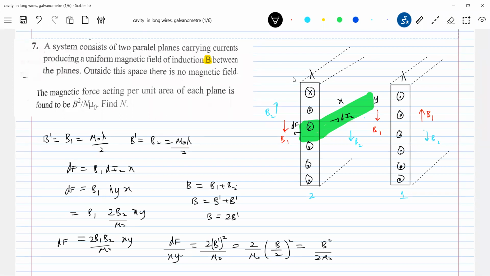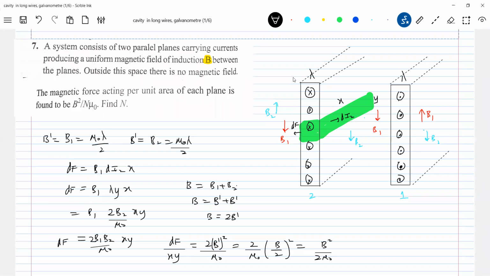Now try to see the data given. The net field between the plates is given, not the field produced by the individual plates. Try to be careful here. So not only magnetic pressure. The field produced by one surface on the other surface will exert a force. I think this is very important. There is one problem in Singhal's subjective section. Please do go through that. It's very important.